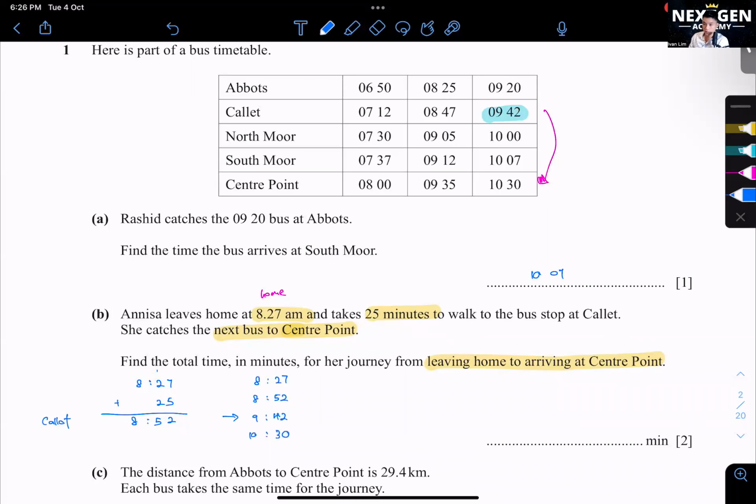Understand how this works? We only want to see the total journey, right? From 8:27 to 10:30. So 10:30 minus 8:27. We want it in minutes, right? This one will be 3 minutes, then 2 hours and 3 minutes. So 2 hours, 3 minutes means 2 times 60 plus 3, which is 123 minutes. Okay, 123 minutes.